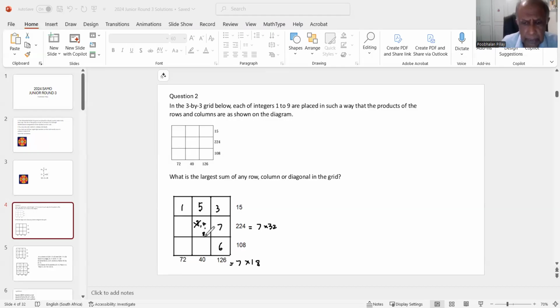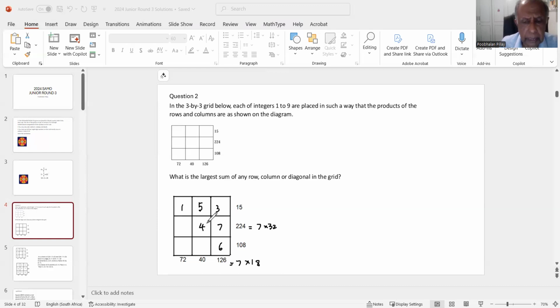Now, if I put 8 here, then 5 times 8 is 40, and I'm going to have a 1 here. That's repeated. So I can't put an 8 here. Because if I put an 8 here, 5 times 8 is 40, and this is 1. I'm not allowed to do that. So we can eliminate 8. So the only answer is 4. So the only number that goes in here is 4.